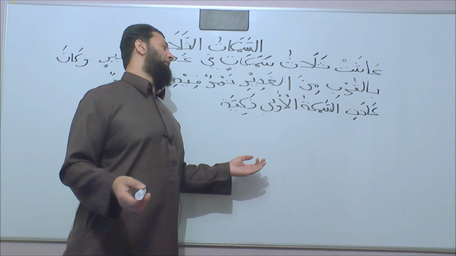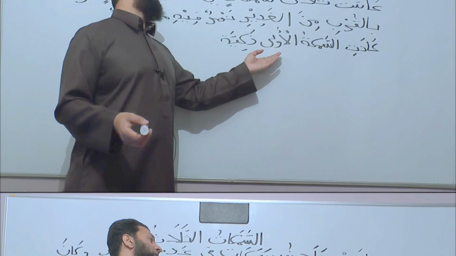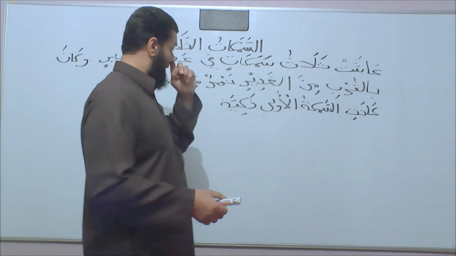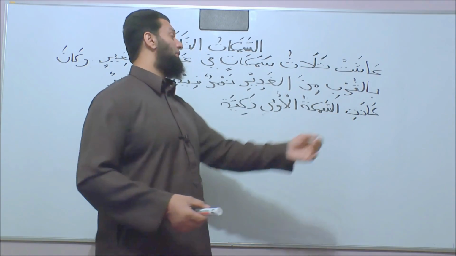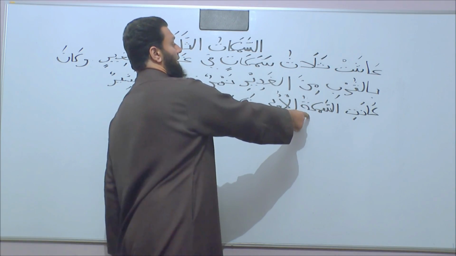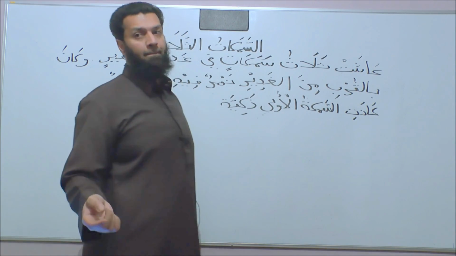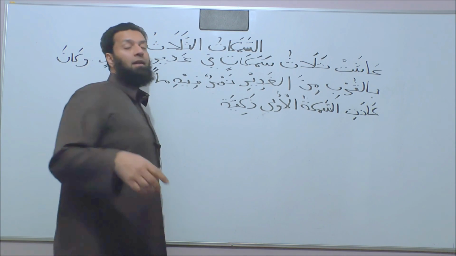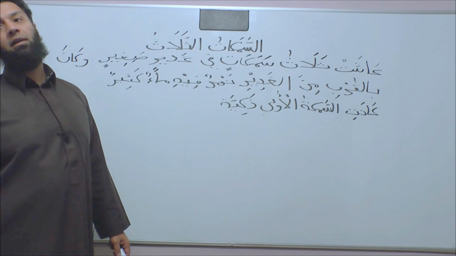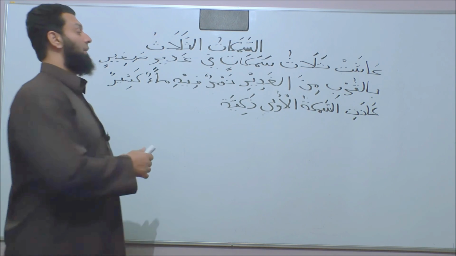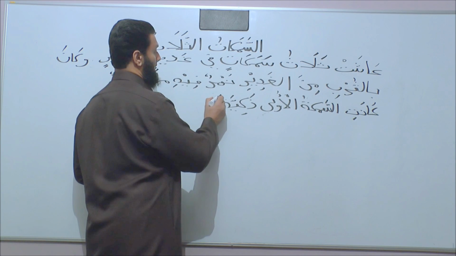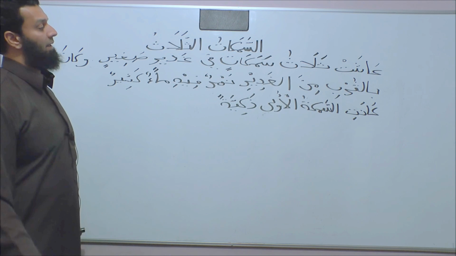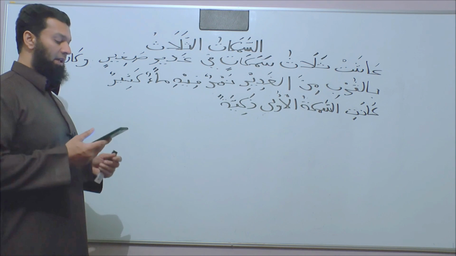So, كانت السمكة الأولى ذكية. So again, we have كانت. So our اسم كان is السمكة. الأولى is just the صفة. So ذكية is therefore خبر كان يا محمد. أحسنت. What does ذكية mean? Intelligent. كانت السمكة الأولى ذكية.